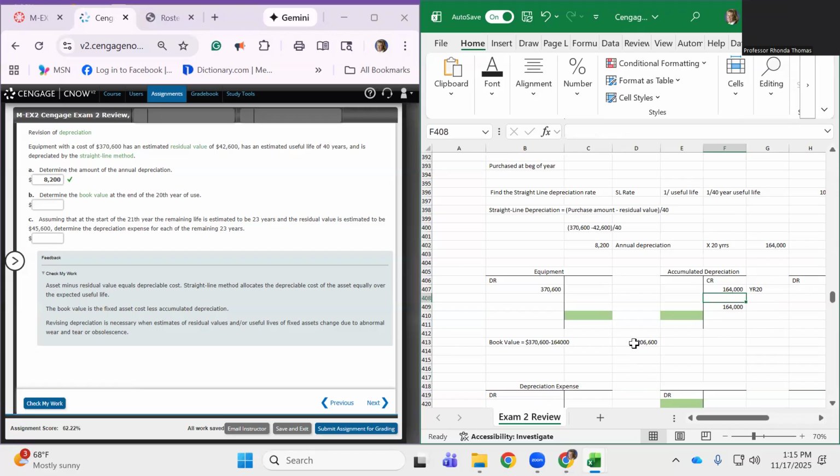Okay, so I got $206,600 for the book value of the asset after depreciating it 20 years at $8,200 a year. So that's the new book value, 206,600. Another reason to calculate the book value is how much you have yet to depreciate. And when you're finished depreciating, if you have residual value, that's what the book value should equal.